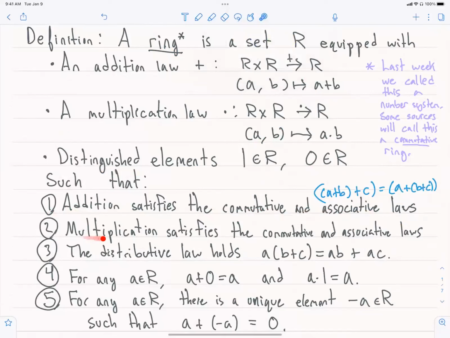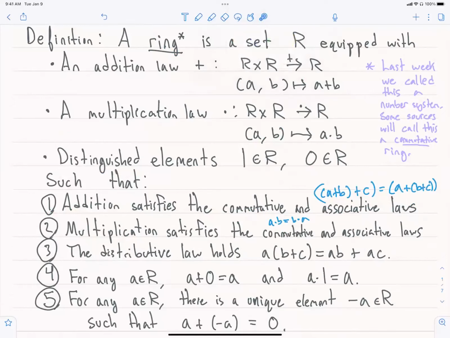The second rule is that multiplication should also satisfy the commutative and associative laws. Same kind of thing here, except instead of adding, I would have multiplication. And then A times B is going to be equal to B times A. So maybe I'll write that for commutative. Good. So these are just basically saying that addition and multiplication are going to behave the way you expect based on your experience of integers and real numbers and complex numbers and Z mod NZ.